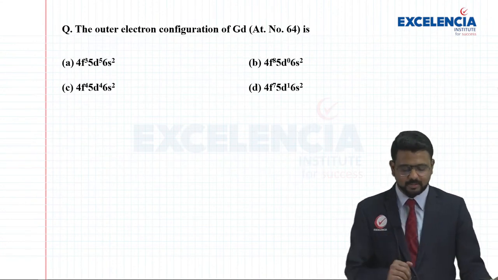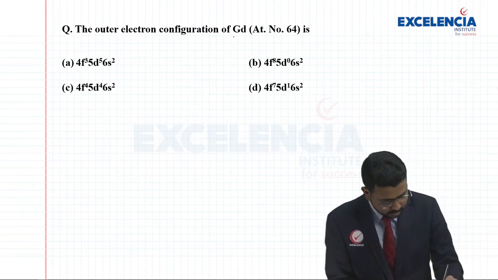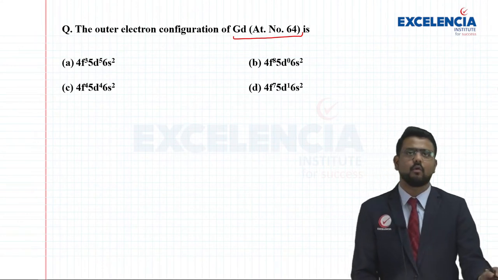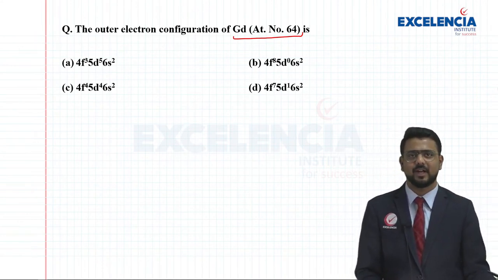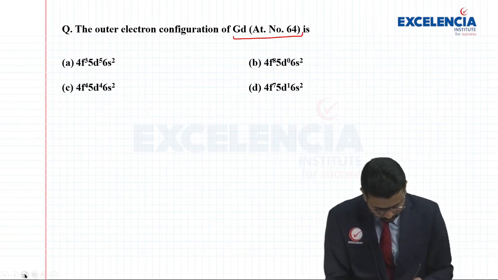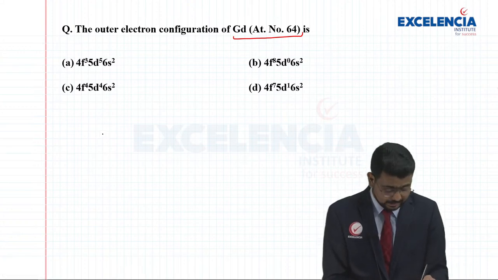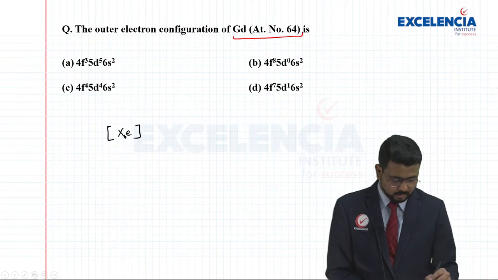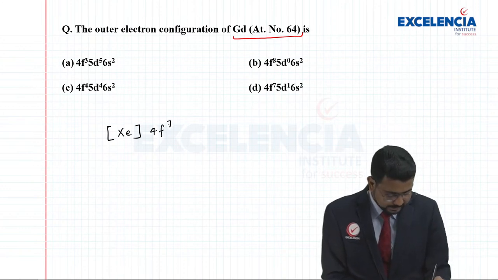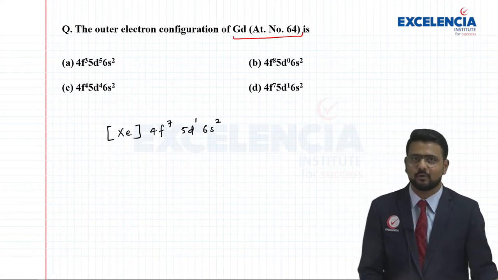Okay, so moving on to the next question: the outer electronic configuration of gadolinium, which has atomic number 64. Now, gadolinium, as we know, belongs to the F block elements, right? In fact, it belongs to the 4f series, okay? And the electronic configuration is [Xe] 4f7, 5d1, 6s2. This is the electronic configuration of gadolinium.